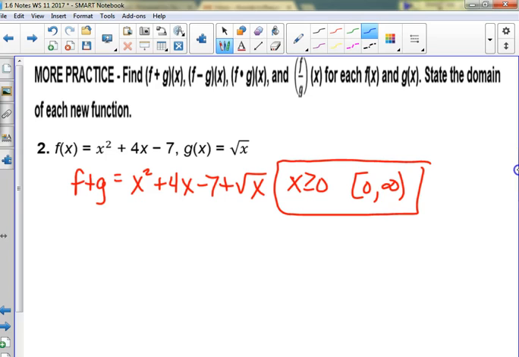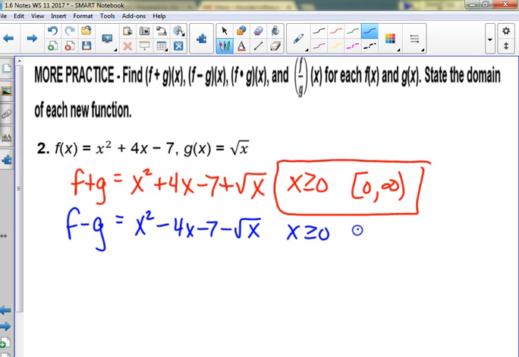Anybody have f minus g? What changes, guys? Minus square root of x, and still x has to be greater than or equal to 0, or like this. You don't need both of those. You can write it this way or this way. Everybody okay?